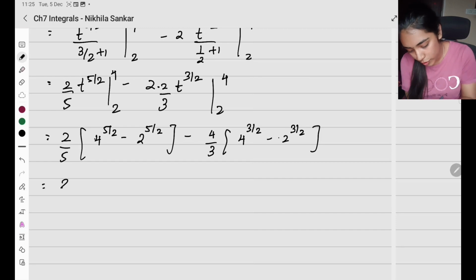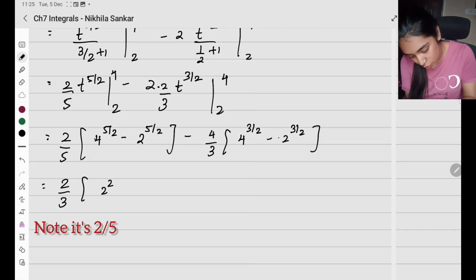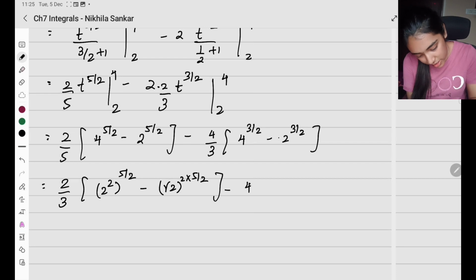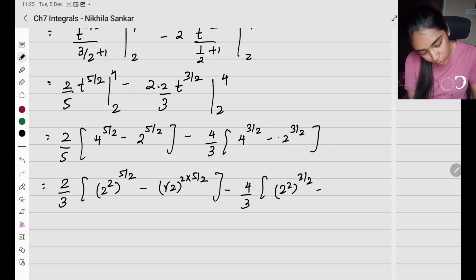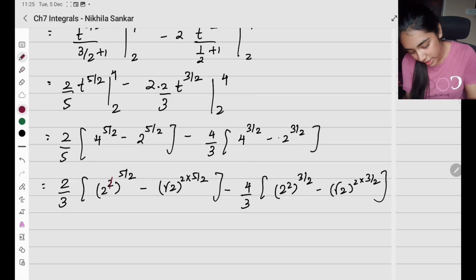So now, how can I write 4 and 2? I can write it as 2 square to the power 5 by 2 minus root 2 the whole square to the power 5 by 2, and in the bracket with 4 by 3, also 2 square to the power 3 by 2 minus root 2 square to the power 3 by 2. Why am I doing this? For this to get cancelled. Once the square and half terms cancel, it is easier for calculation.